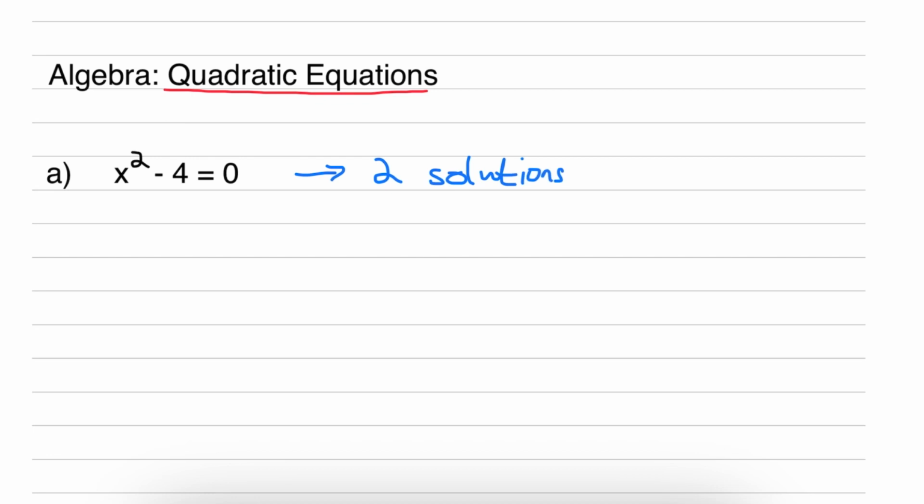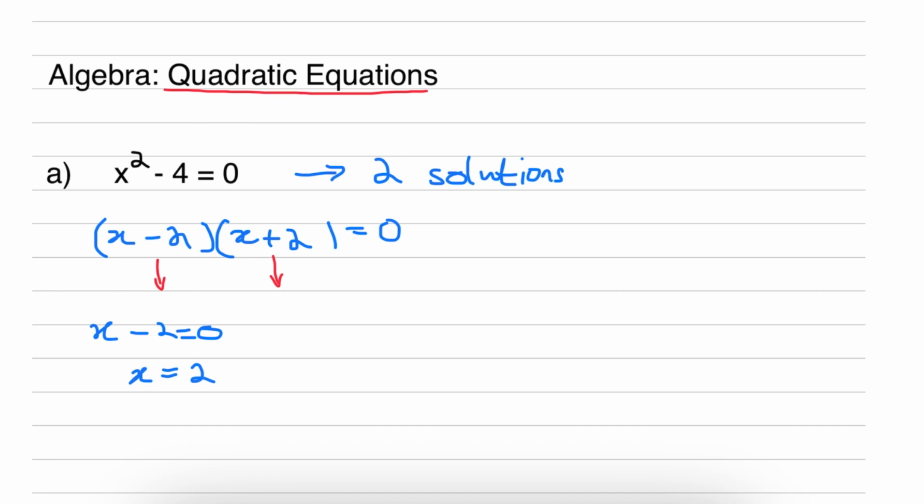Right, now to find these two solutions, we can solve x by first factorizing the expression and then setting each bracket equal to 0. So let's factorize this by using difference of squares. x minus 2 and x plus 2. And now you can solve x by equating each bracket to 0. If x minus 2 is equal to 0, then x is equal to 2. And if x plus 2 is equal to 0, then that must mean that x is equal to negative 2. Alright, so there's our two solutions. x is equal to 2 and x is equal to negative 2.